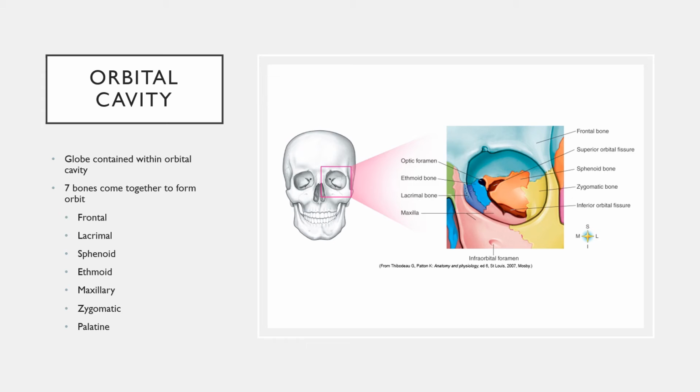Most of the orbit is formed from thin bones. However, the rim is very thick and protective. And then the optic nerve is going to enter the cavity via the optic foramen. So we can see here is our ethmoid, lacrimal, our maxillary. Here's our zygomatic, the superior orbital fissures. Our frontal bones are here, and our sphenoid, and then here's our optic foramen right here, where the optic nerve is going to enter the orbital cavity.